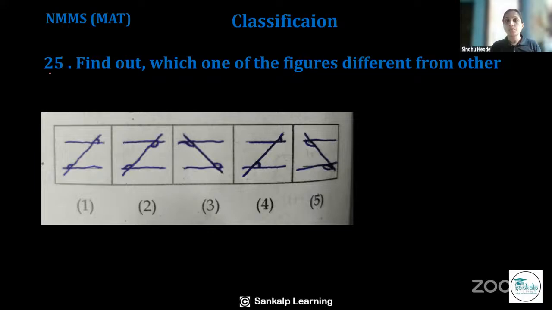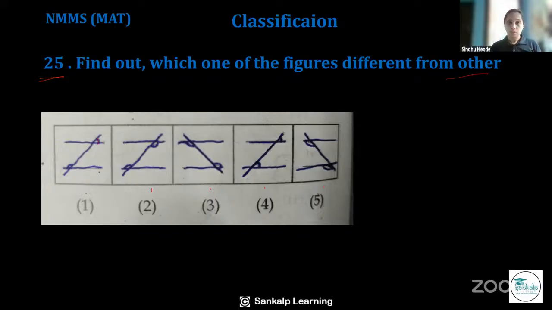Let us see question number 25 of the concept classification non-verbal. Find out which one of the figures is different from the others. 5 images are given: image 1, image 2, image 3, image 4 and image 5. All the images show an angle formation. According to maths, this is the symbol of angle.